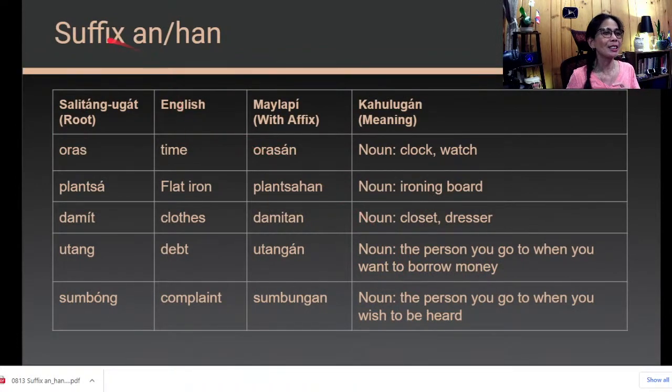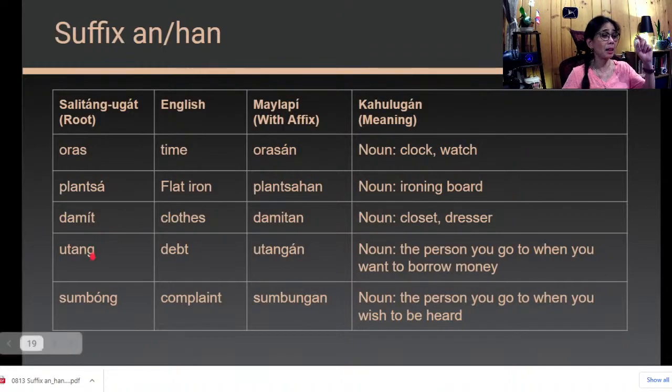Let's move on. Let's continue. Suffix an or han, more of that. Oras, it's time. Spanish. Yes, orasan is the noun, clock or watch. Plancha, iron; planchahan, flat iron. So you refer to the ironing board, planchahan. Damit, clothes. Damitan is the space where you keep your clothes, closet or dresser.